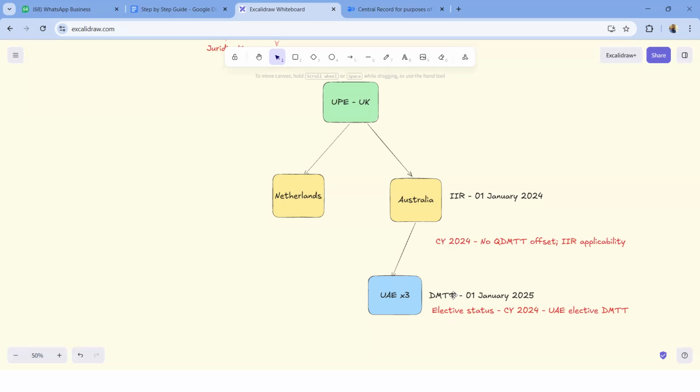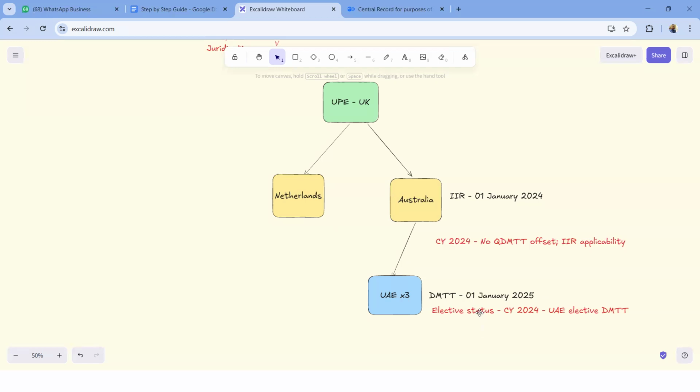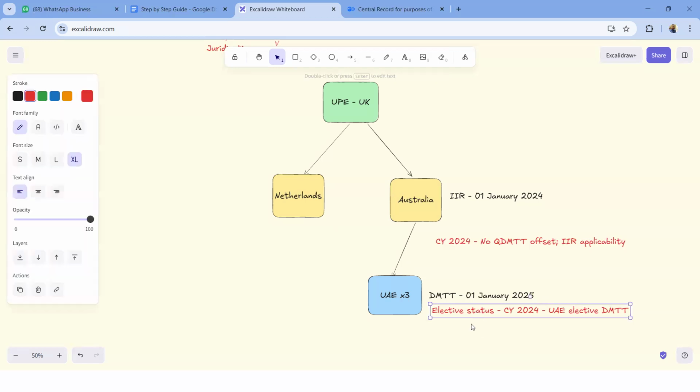Okay, so DMTT becomes compulsory from the next year in the subsequent years, and MNEs cannot claim safe harbor if they elect out. So if they say that no, I'm not going to take the elective status now, then even though UAE is having a qualified safe harbor status, you cannot take a safe harbor. You have to do for both. Okay. So this is the elective status.